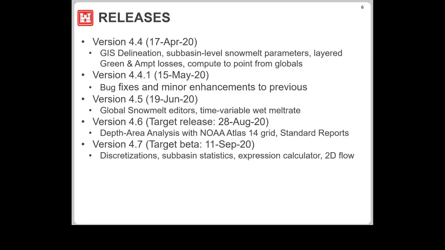And then we have 4.7, which is upcoming. We're hoping before the end of the fiscal year to get that out, and that's going to be potentially a big one. We'll see what's ready to go. Discretization and subbasin statistics should be pretty good. The expression calculator we're going to show you, and 2D flow, we'll see where those come. Those are pretty big efforts.